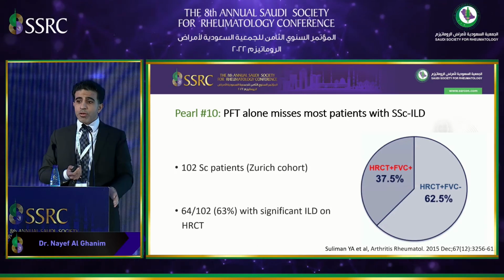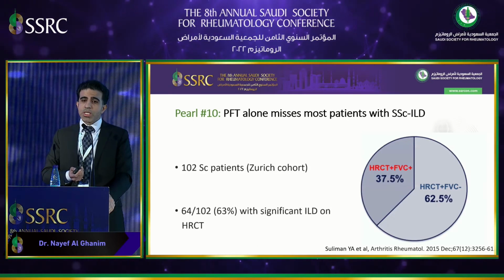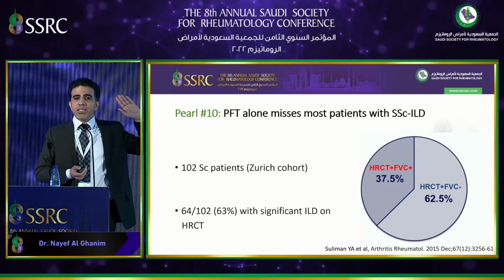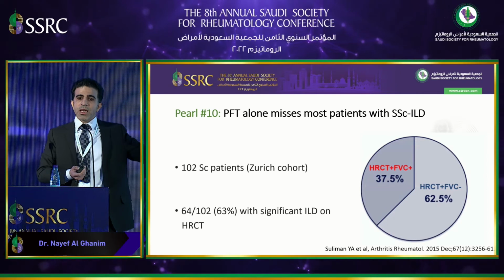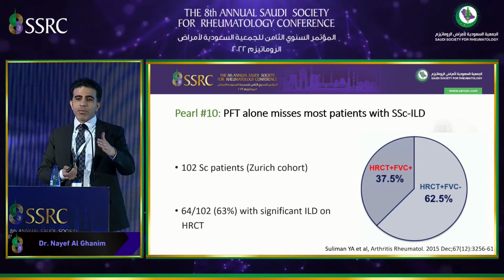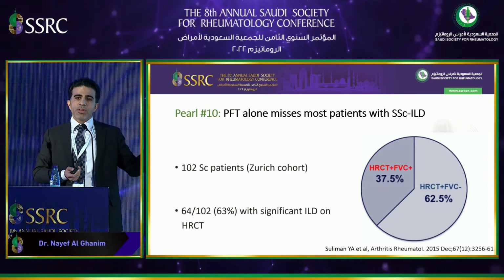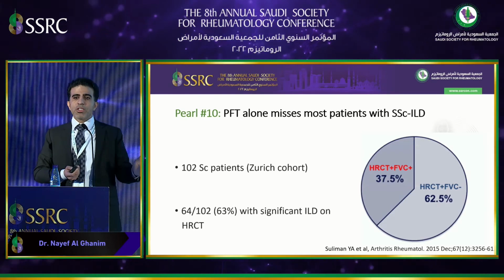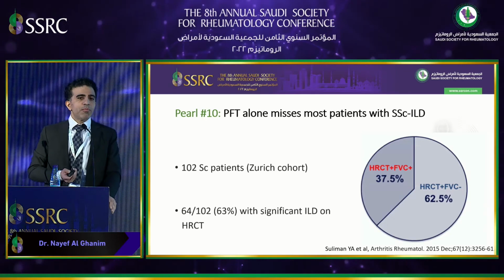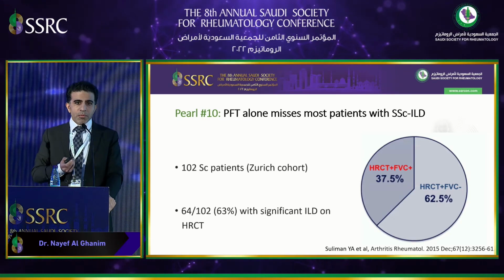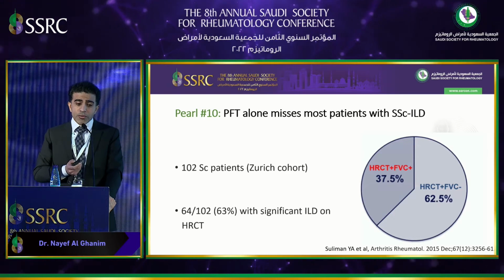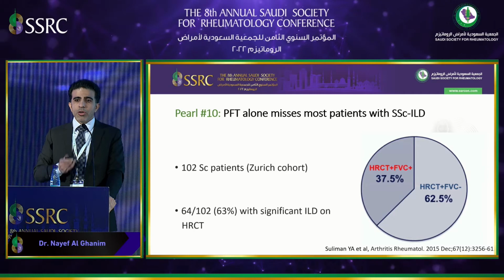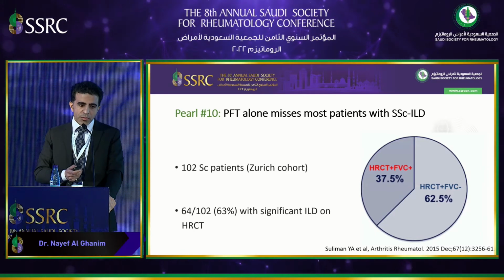This is a cohort from Zurich where they included patients with systemic sclerosis and ILD, and you can see that 62% have evidence of ILD on HRCT scan but have normal PFT, compared with only 37% of patients who have both HRCT and PFT suggestive of systemic sclerosis ILD. So don't depend on PFT alone. Always do HRCT as well as PFT.